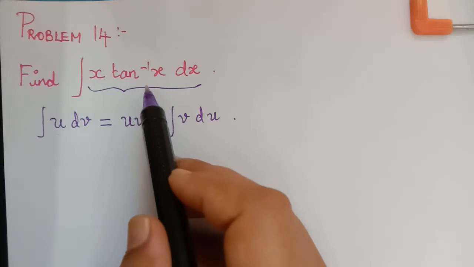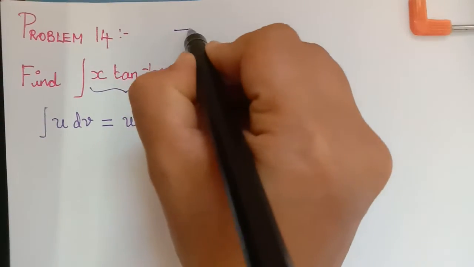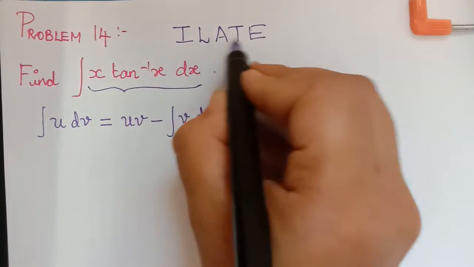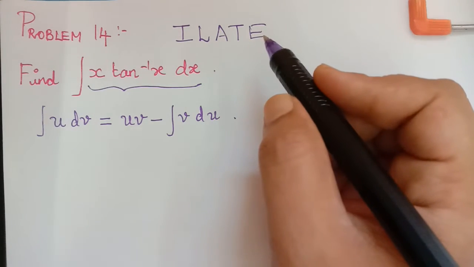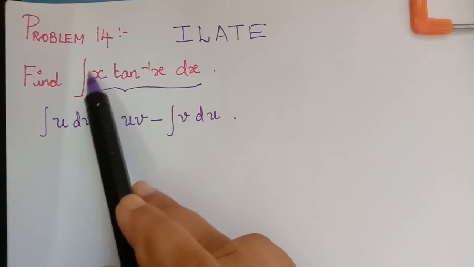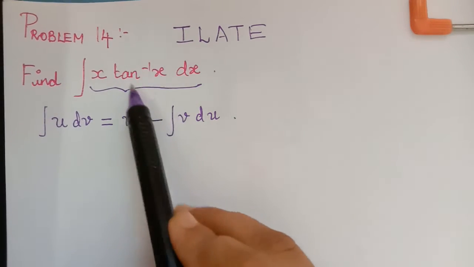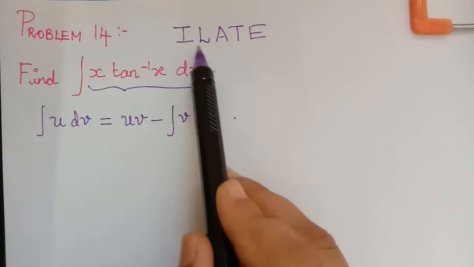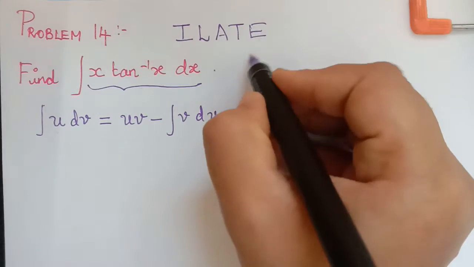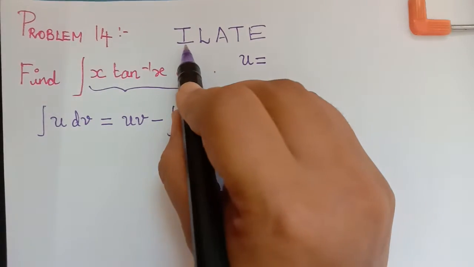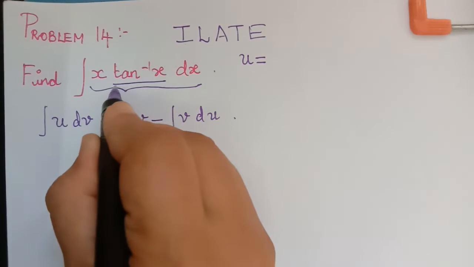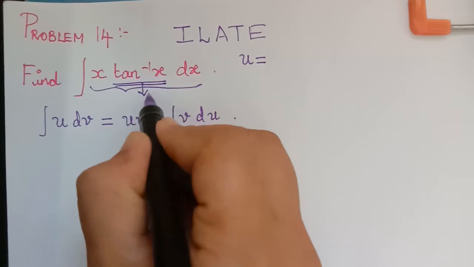So how shall we make the choice of u? Already I have told you we have to follow this, that is ILATE. So according to this order we have to make the choice of u. Now if you see here in the question, there are two functions, one of which is algebraic and the other one is inverse function. So according to this rule, we see that inverse appears first. So the choice of u will be equal to the inverse function. So what is the inverse function in the given question here? It is tan inverse of x. So this will be taken as u.